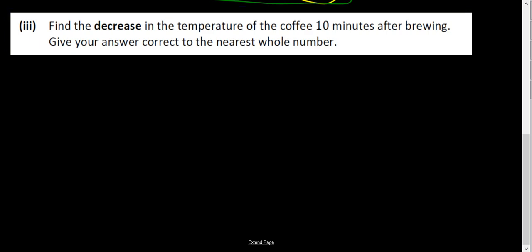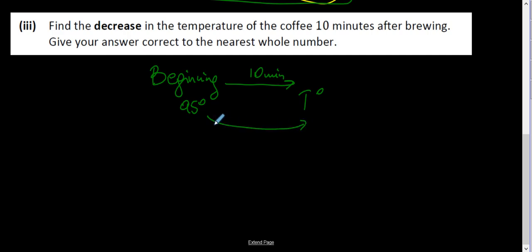So what's happening? Well, at the beginning, the temperature of the coffee is 95, and then it says 10 minutes after brewing, so 10 minutes has passed, and there is a different temperature here, isn't it? So we know that the coffee will be going down in temperature. That's why we're talking about the decrease. We are not talking about the increase. So that difference between the two we'll find.